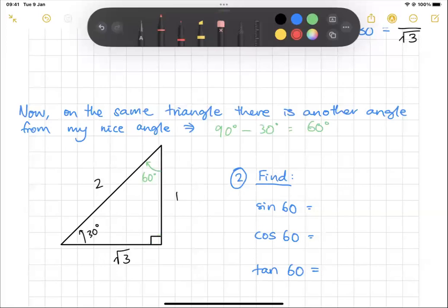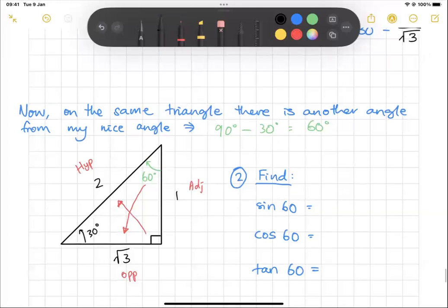I'm using now not the 30, but the 60 degrees. The opposite of my 60 degrees is the side down here. My hypotenuse, the right angle, stays the exact same. And now my adjacent is my 1. Let's find sine 60. Sine 60 is opposite over hypotenuse. So my opposite value is square root of 3 all over 2.